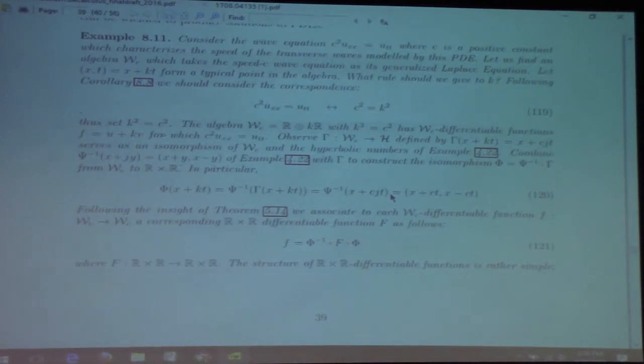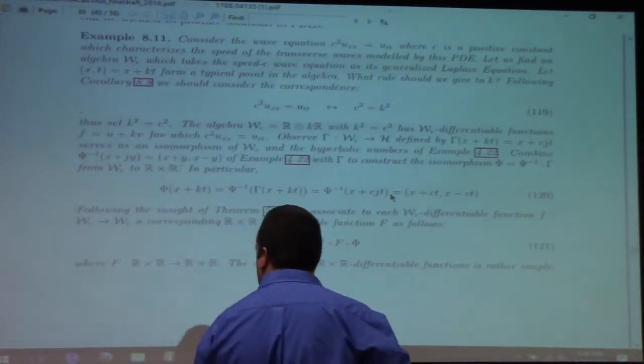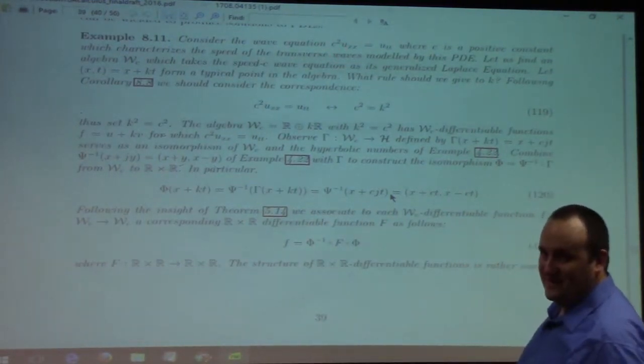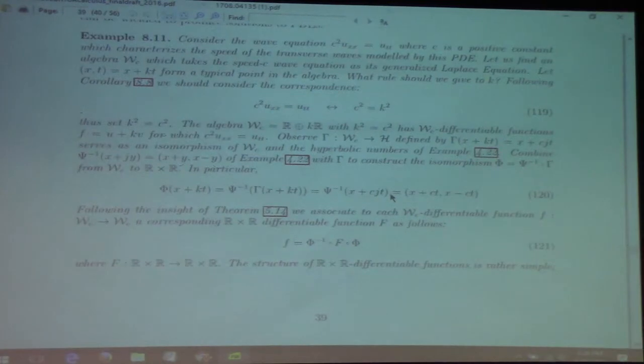So consider the, did I get the dimensions right at least here? Yeah, c squared u_xx equal to u_tt. So this is a speed c wave equation, positive constant. Then I can find an algebra W_c which takes the speed c wave equation as its generalized Laplace equation. So I'm going to let x plus kt form a typical point in the algebra, so I decided to stick with x being the identity. I mean, you could debate whether or not that's the right choice.